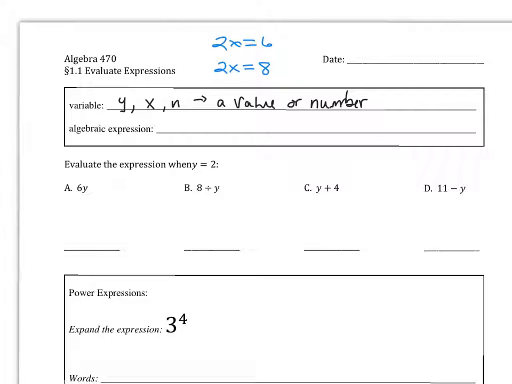So it changed, right? And it changed because the equation changed. So it's a value or a number that changes based upon an expression, okay? That changes based upon the equation. I'll put expression or equation. EXP for expression, EQ for equation. Okay?